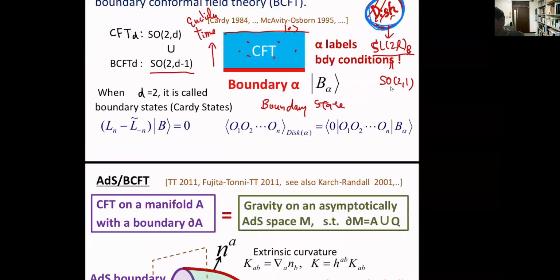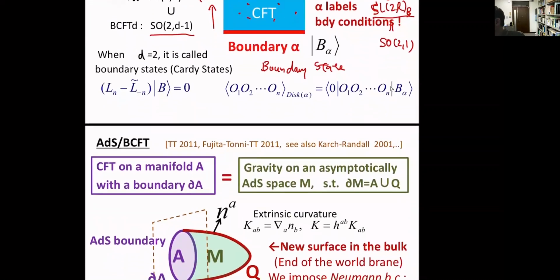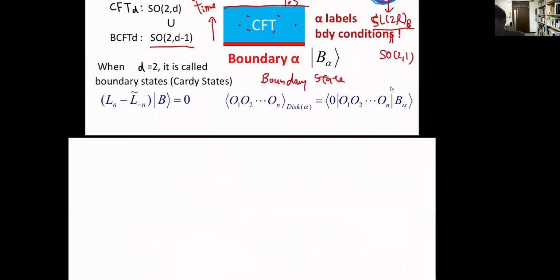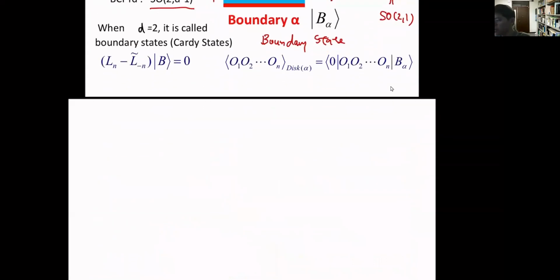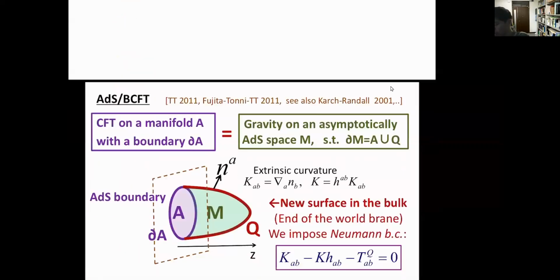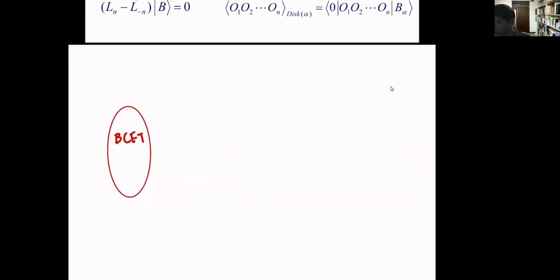So the next question I'd like to ask, maybe I write it here. The next question is obviously: what about holography? How can we construct the holographic dual? So here is a basic construction. We have some manifold, some disk for example, and you can talk about this boundary CFT. So we have a BCFT defined on this manifold. Let's call this A, and this is the boundary. There is some boundary.